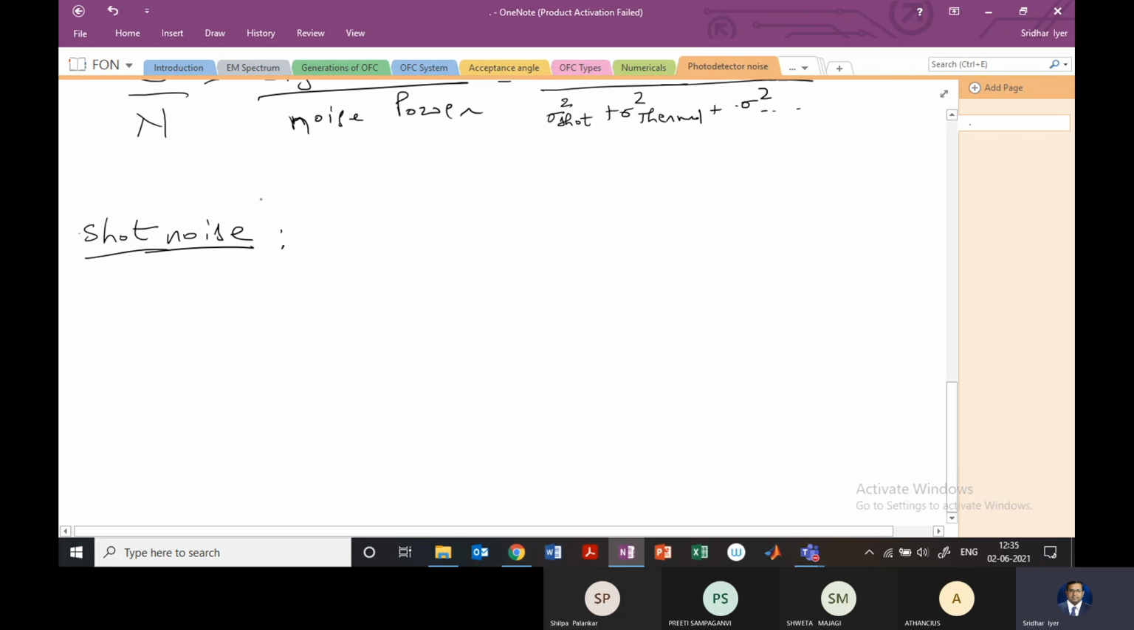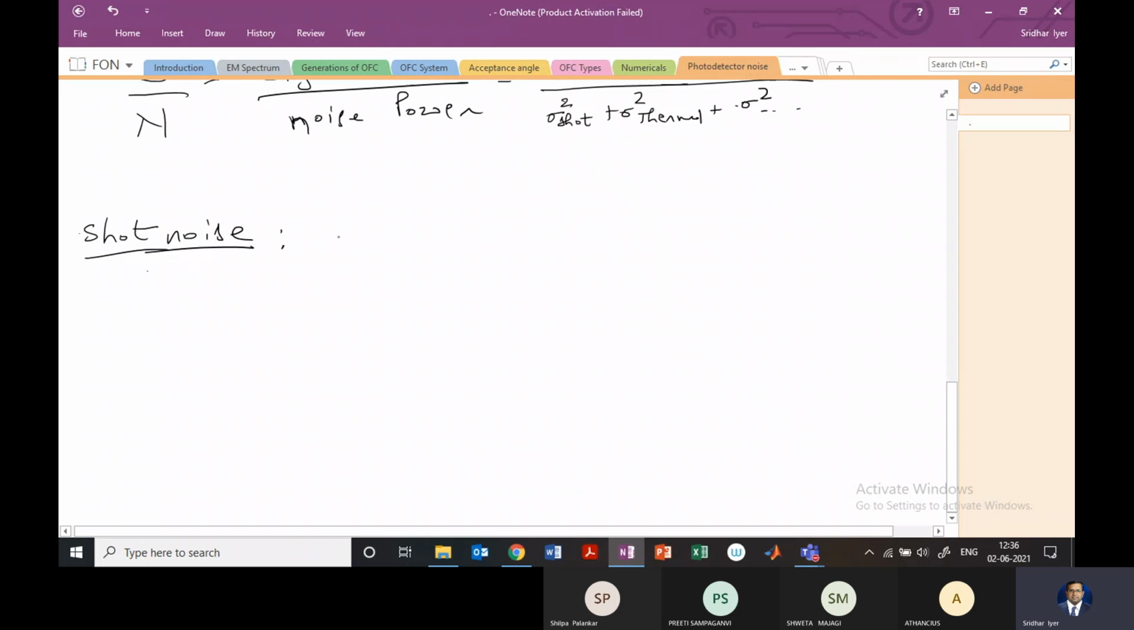So this shot noise or quantum noise is basically static. It is nothing but the statistical nature of producing and then collecting photoelectrons when an optical signal falls on the photodetector. So this shot noise current will have a mean square value. This is dependent on the bandwidth over which the receiver is going to operate.